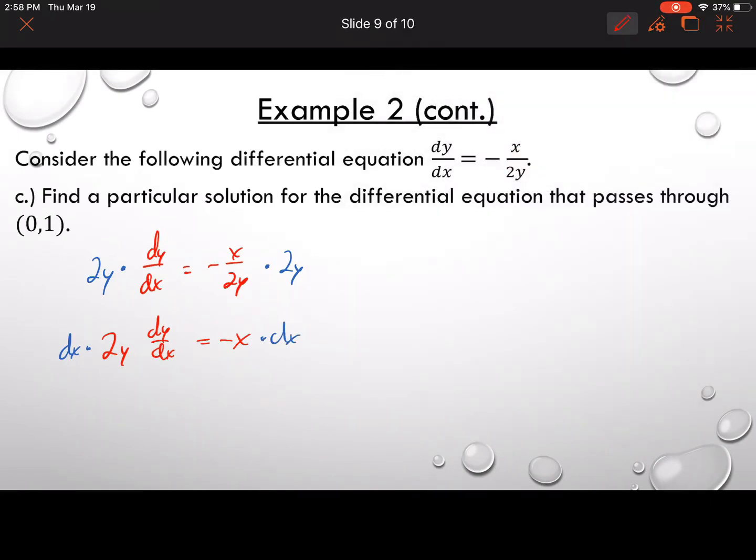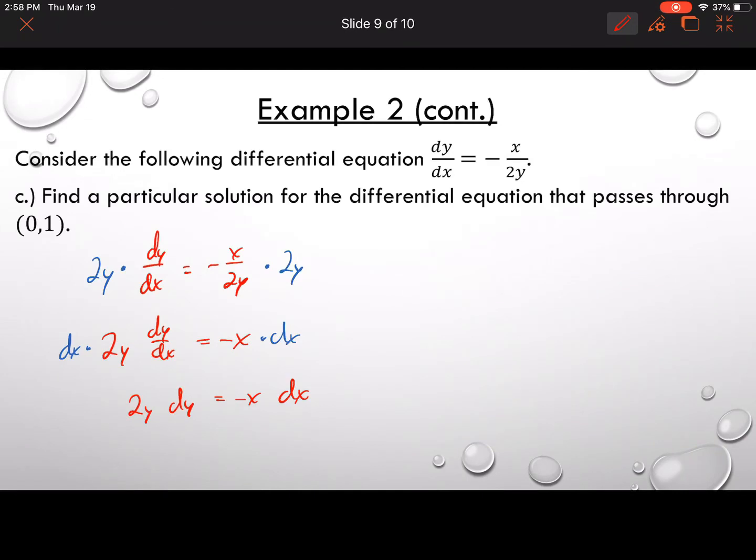We multiply both sides by dx. So 2y dy, dx is canceled out, negative x dx. Now, going back to what our goal is, we have the differential equation. We're trying to find what equation would give us this differential equation. So think of it this way. We have the derivative already. We're trying to find the original equation that would give us this derivative.